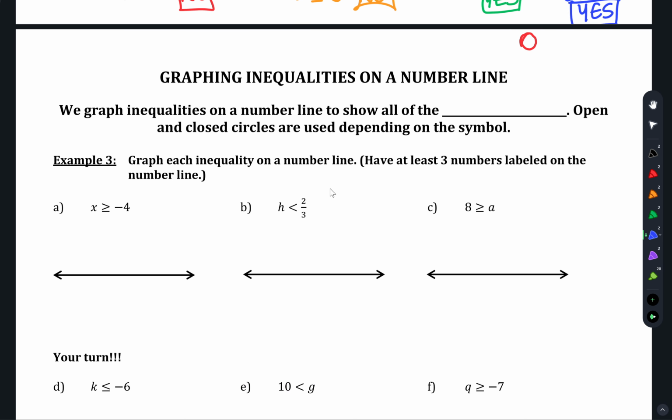The last thing that we're going to do is graph our inequalities on number lines. We graph inequalities on a number line to show all the possible solutions. Open and closed circles are used depending on the symbol. So let's talk about open or closed circles.